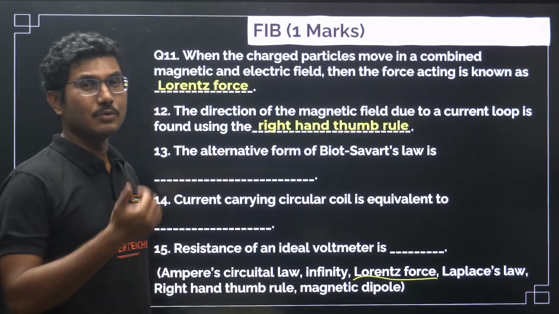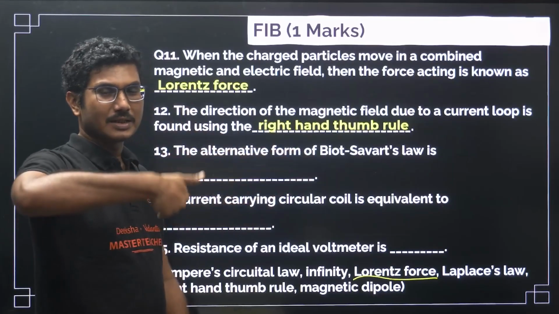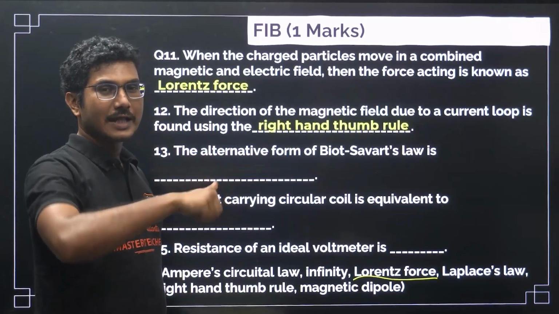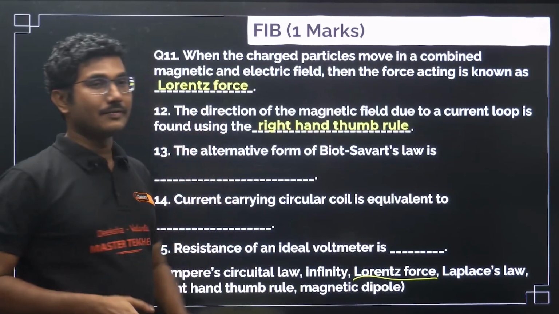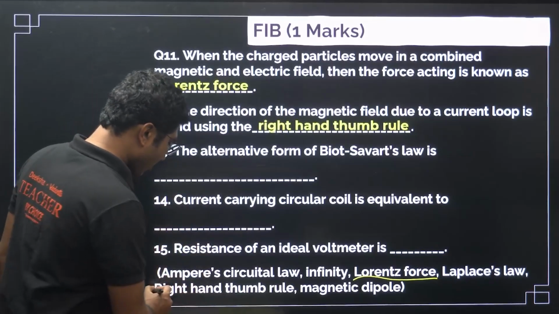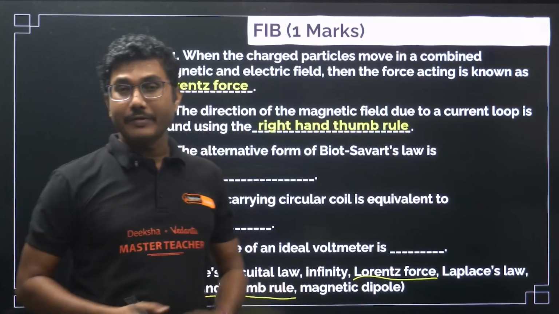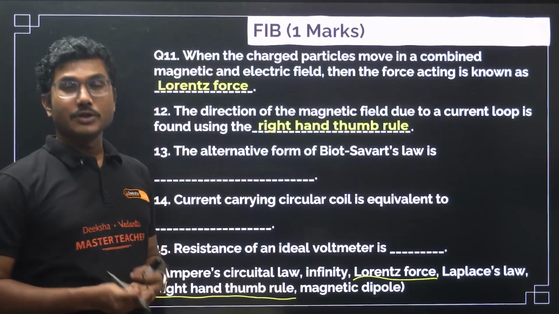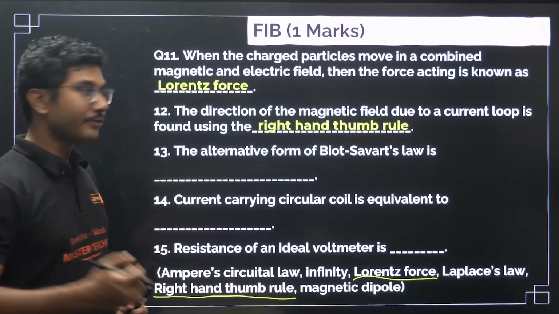Right hand thumb rule: if your thumb represents the direction of current, then rotating your fingers around it gives you the direction of the magnetic field. So the right hand thumb rule is done. Let us cross that off, or underline it. I request that whenever you answer fill in the blanks, you mark the options so that you are sure which ones are already used.